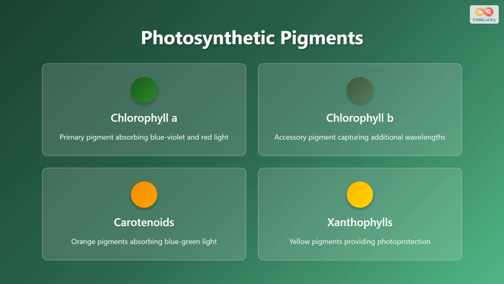Chloroplasts contain several types of pigments that work together to capture light energy. Chlorophyll A is the primary pigment, absorbing mainly blue-violet and red wavelengths of light while reflecting green, which is why plants appear green. Chlorophyll B is an accessory pigment that captures additional wavelengths that chlorophyll A misses, broadening the spectrum of usable light. Carotenoids are orange pigments that absorb blue-green light and protect the plant from excessive light damage. Xanthophylls are yellow pigments that also provide photoprotection and help dissipate excess light energy safely.